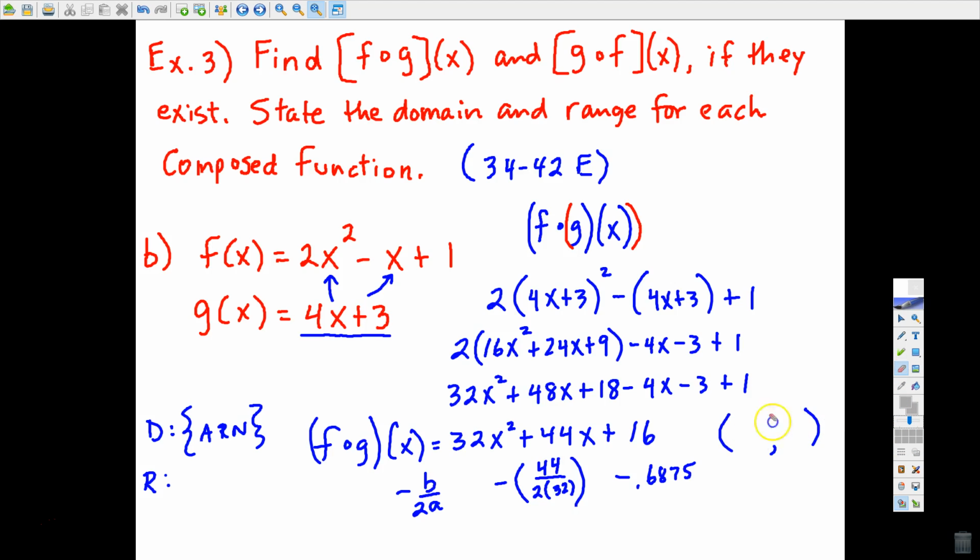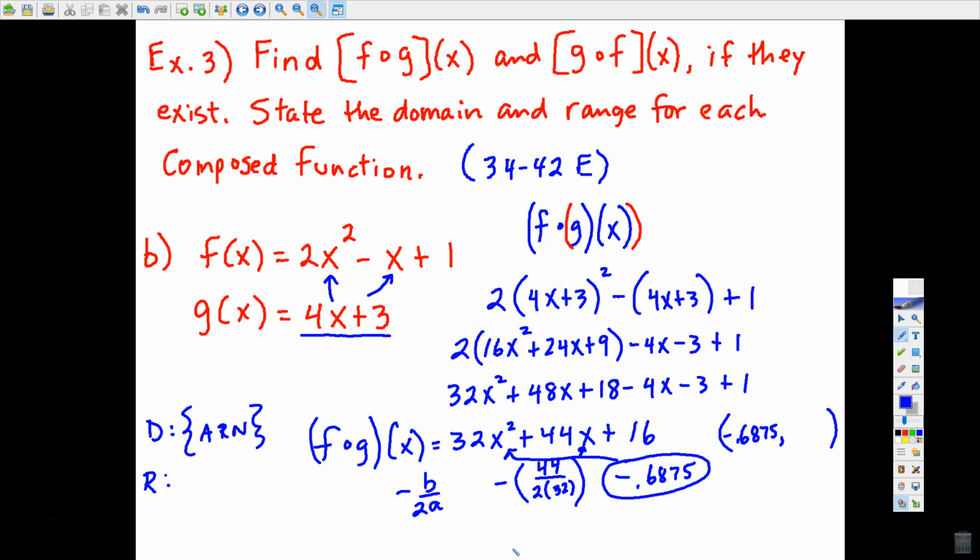You find the AOS, you found the x-coordinate of the vertex. Well, it's the y that we really need to identify the range. So how do we find the y-coordinate? Well, in case you forgot, we plug this in. We take negative 0.6875 and we plug it in for both of these x's.